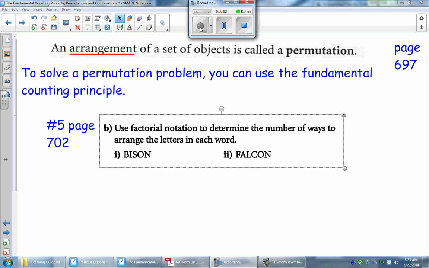Right, so now we're going to start moving into two types of counting problems. The first type of counting problem here is what we call a permutation problem. The second is called a combination problem. That's going to come later in my podcast. First of all, what is a permutation?